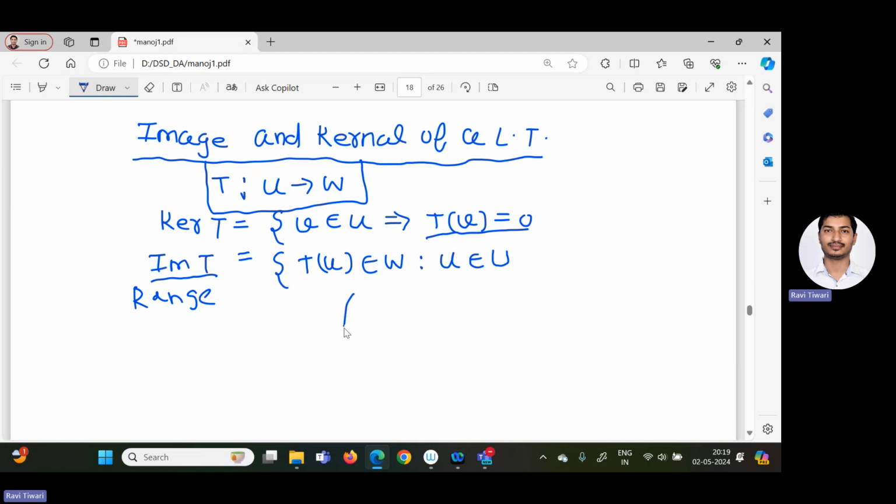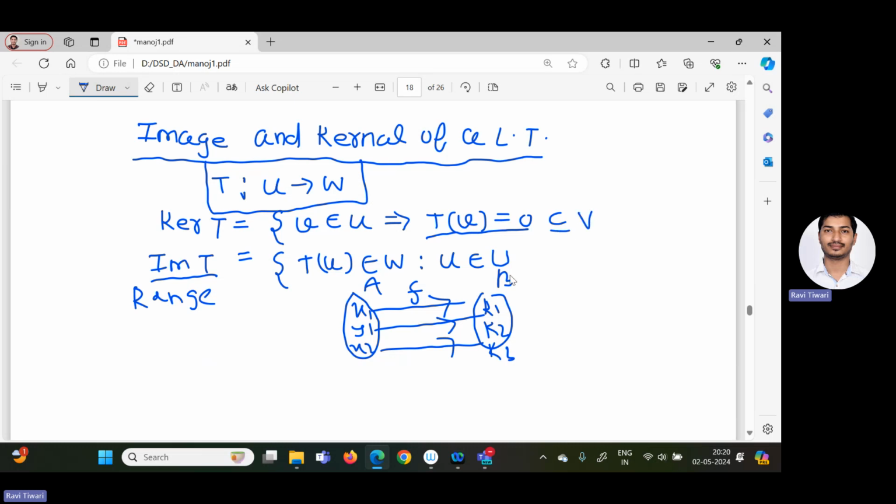If I explain by Venn diagram, suppose this is set A and this is set B. Suppose in A we have x1, y1 and x2, and here k1, k2 and k3, where x1 is mapped to k1, y1 is mapped to k2 and x2 is mapped to k3. Suppose f is defined from A to B. So the range of the function is the collection of all the outputs k1, k2, k3. And the kernel is the set of all the elements of U which have image 0. So obviously this will be a subset of U, and the image set will be a subset of W.